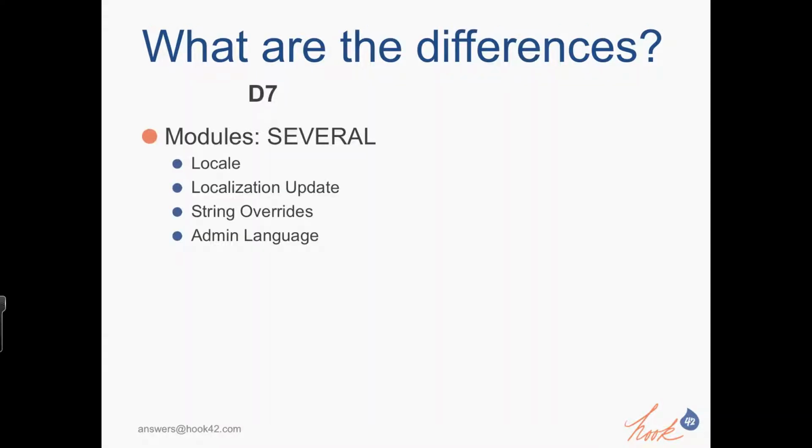And what are the differences? Well, in Drupal 7, it takes a lot of different modules just to even get started doing interface translation. So you have locale, which is core, and then the localization update you have to install, and string overrides, and admin language. In Drupal 8, there's just one. It's called interface translation. And that will surface all of the information that you need to translate your site.